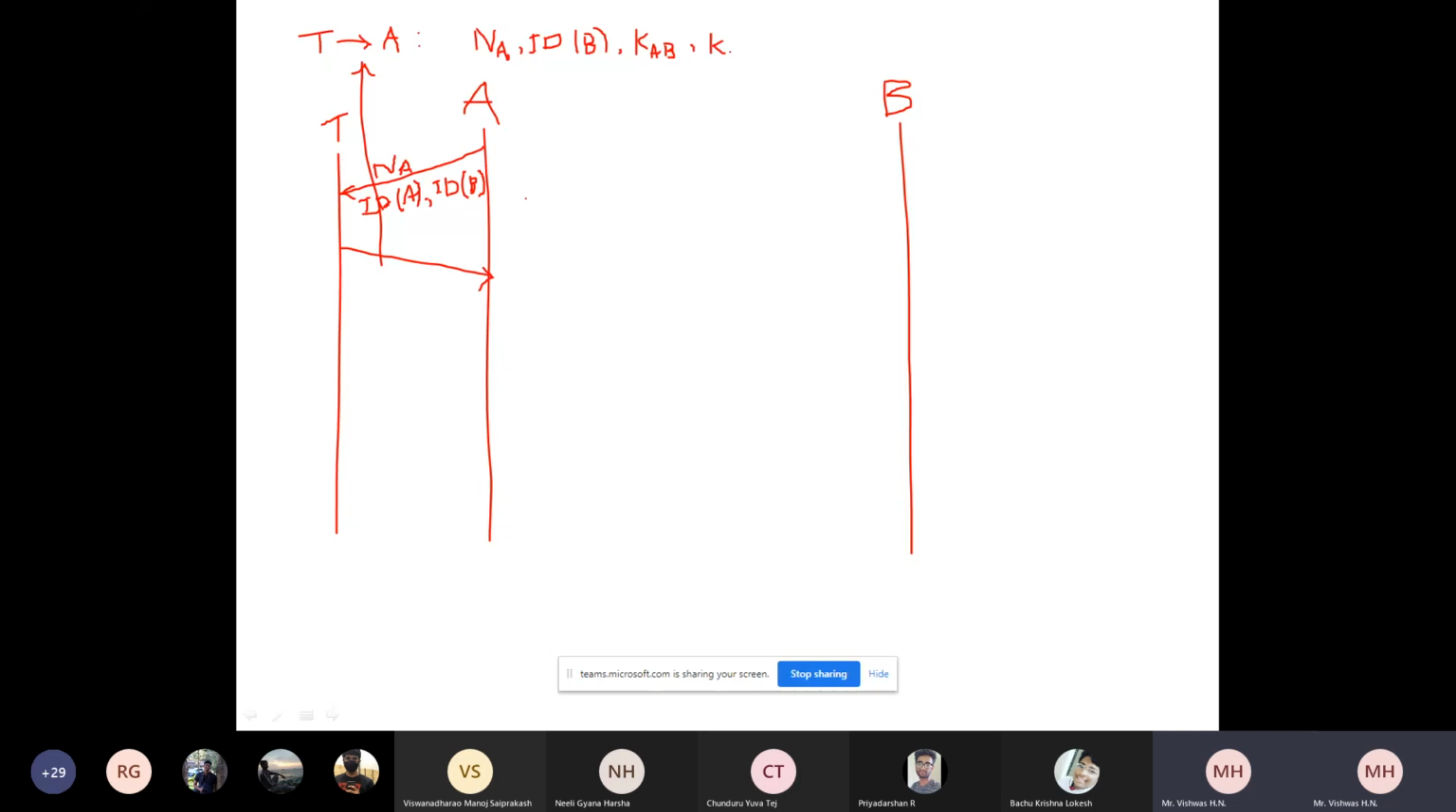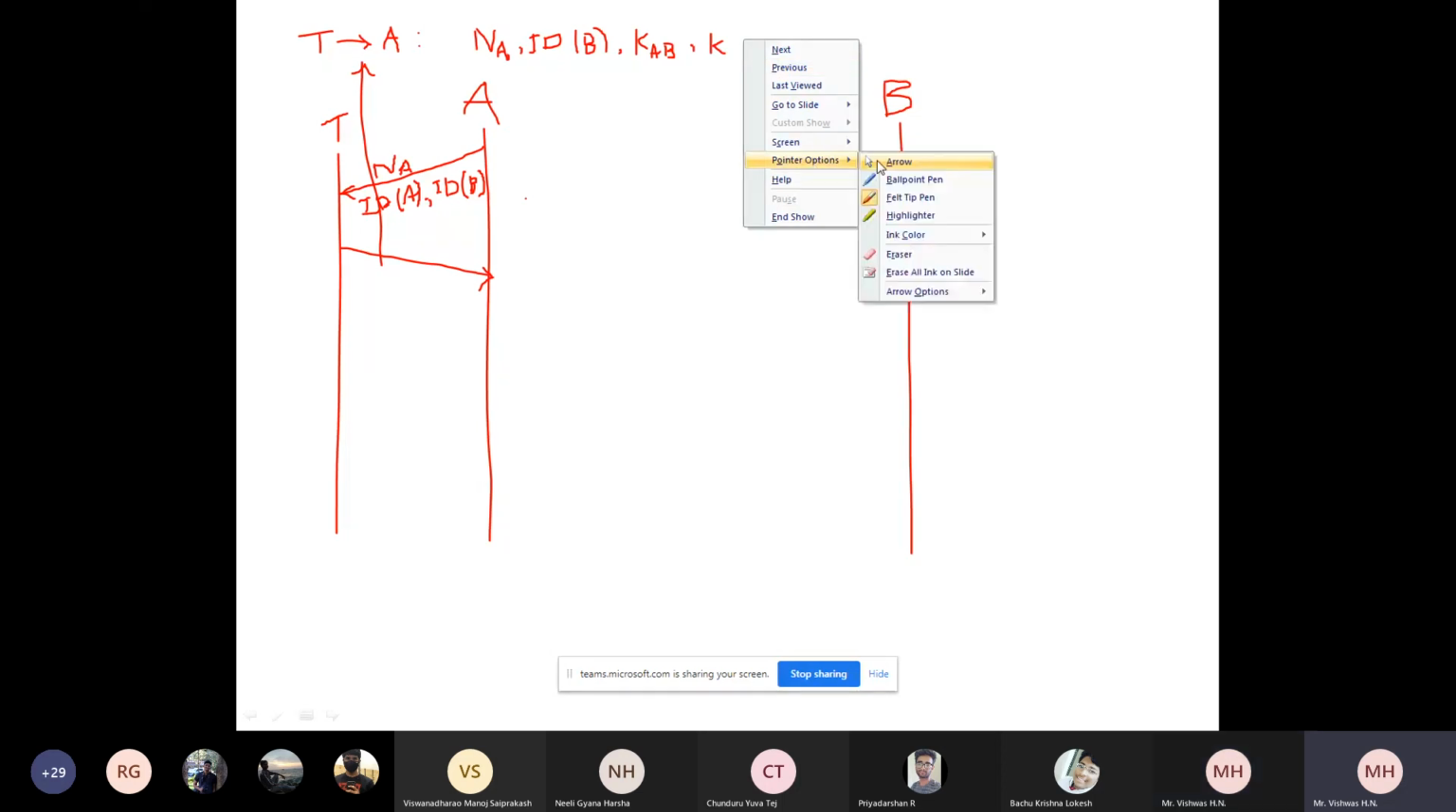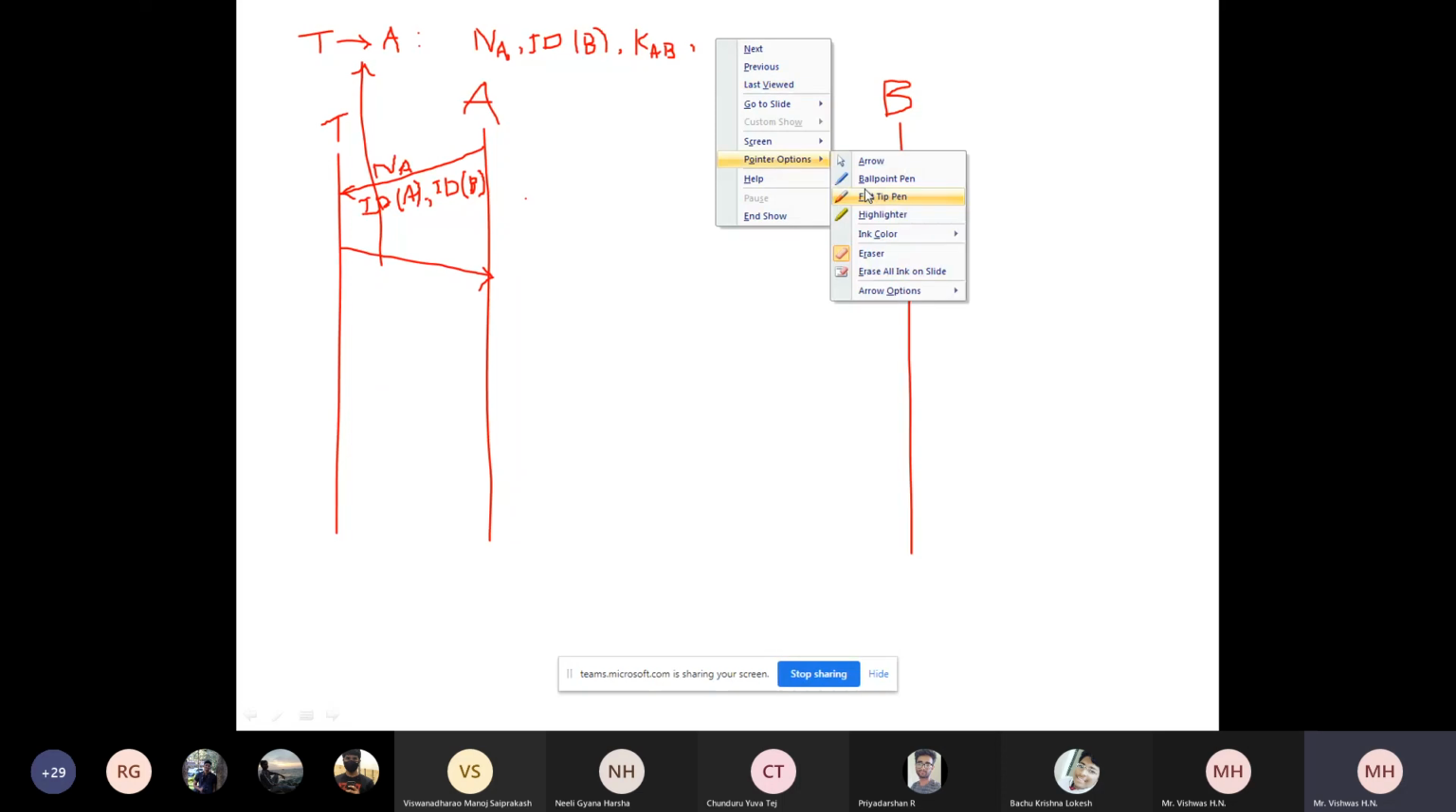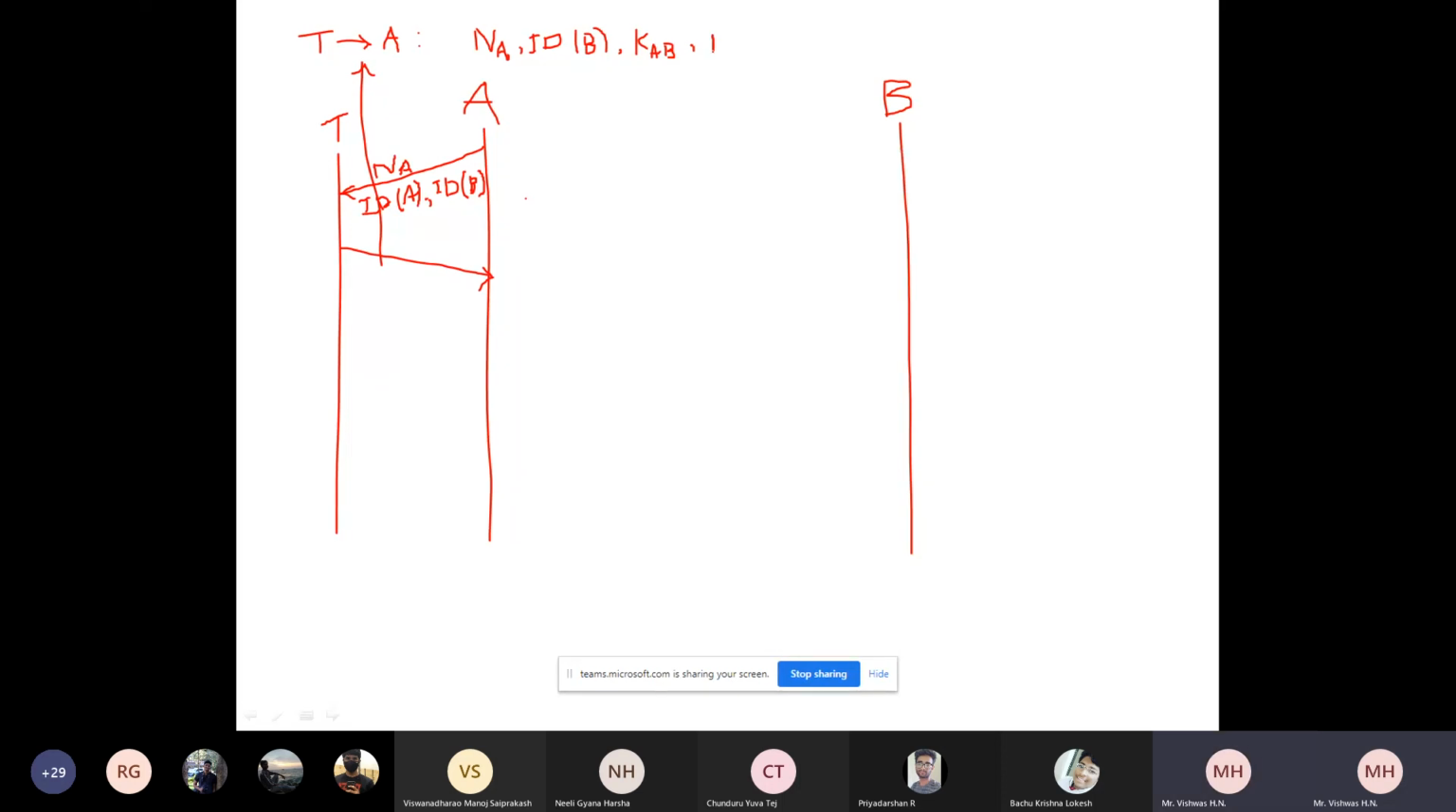Okay, what I will do, I will explain it after writing. Encrypted data using EBT. AB, comma. I want you to write all these, students, in your notebook. ID of A.